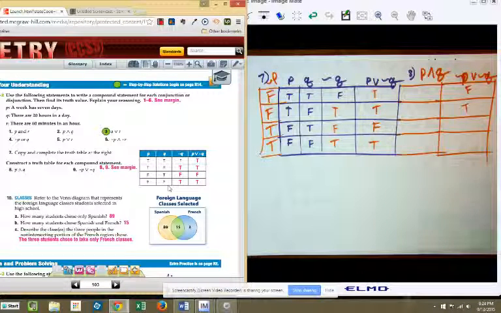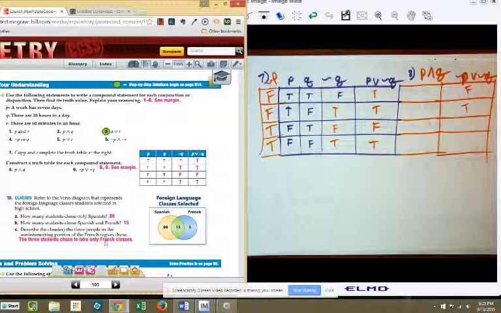Now, finally, if we take a look at the Venn diagram, which represents foreign language class, how many students choose only Spanish? The answer is going to be 89 because there's only 89 in that system right there that is only in the Spanish group. How many students choose Spanish and French? Well, that would be where it crosses over. That's 15.